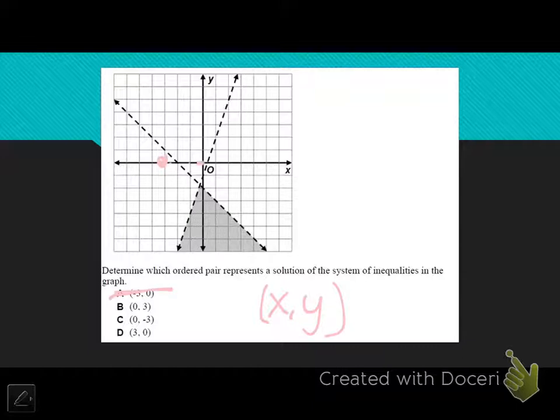0, 3. We start at 0. Then we have to go up 3 on our y. 1, 2, 3. Doesn't work. 0, negative 3. So we start at 0, and then we go down 3 on my y. 1, 2, 3. Okay, that one should work right there because it sits in my shaded region.